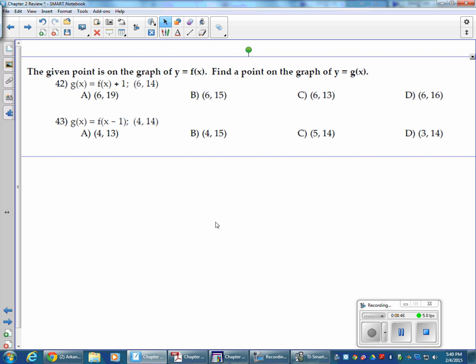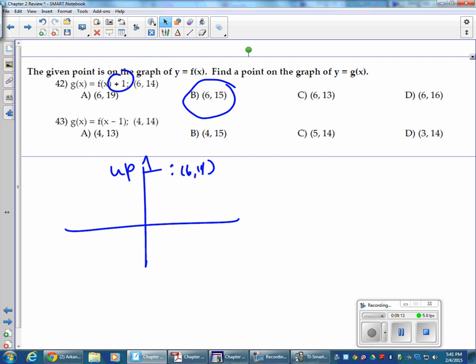Okay, take a look at this. If I take the graph of f of x and I add 1 to it, so that's not inside the parentheses, that's an add 1 on the end, so that moves it up 1. That's an up 1. So if I am at 6, 14 originally, somewhere here, and I move that point up 1, where would I be? I would be at 6, 15.